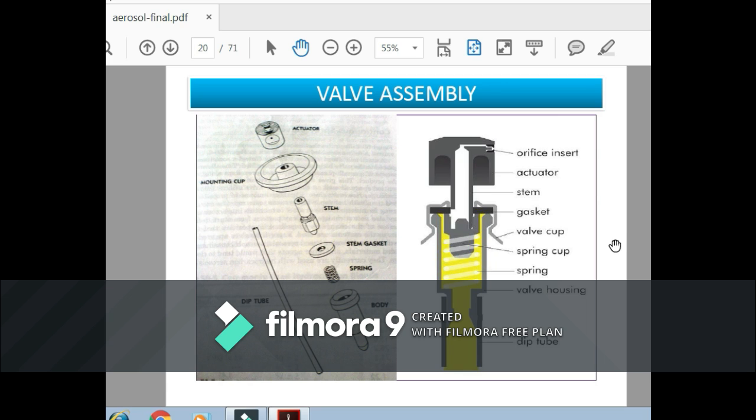See, this is your valve assembly. Under the valve assembly we have different types of small components. First is the orifice, then actuator, then stem, then gasket to avoid the leakage of the gas or the leakage of your aerosol content, then valve cup, then spring for the continuous lifting of your valve towards the upper side, then valve housing, and then dip tube. See, these different components are attached to each other. You may have seen this kind of valve assembly in various kinds of spraying devices.